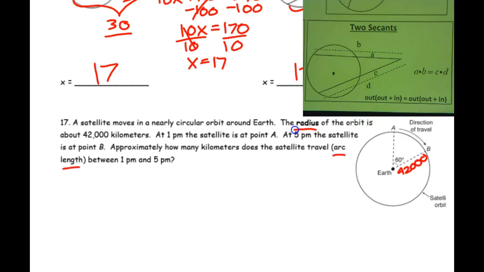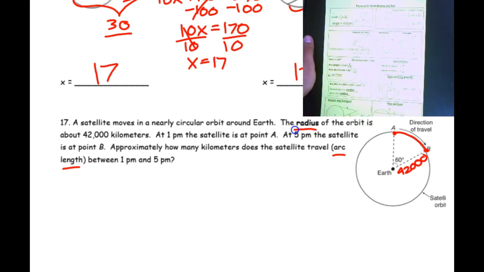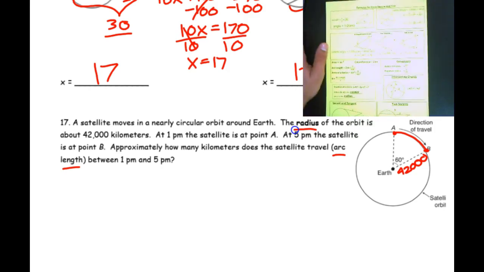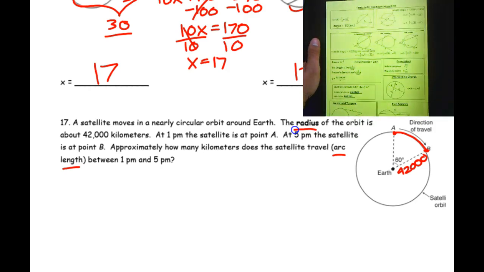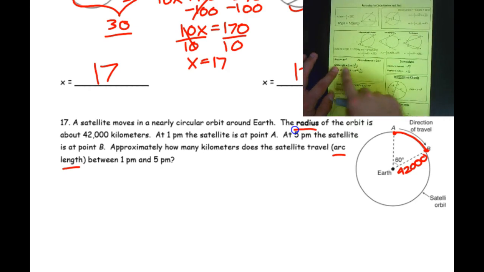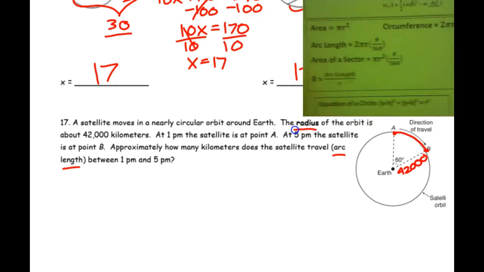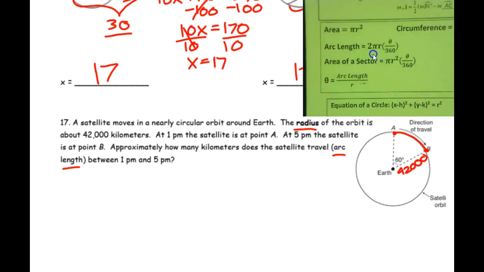And it says arc length between 1 p.m. and 5 p.m., between point A and point B along the edge. What is the length of that arc? So, once again, we have a formula chart. We need to know arc length, so we need to identify where that would be. I see formulas in the middle, and I see the phrase arc length, and that's what I want. So, arc length is 2 pi r theta over 360.